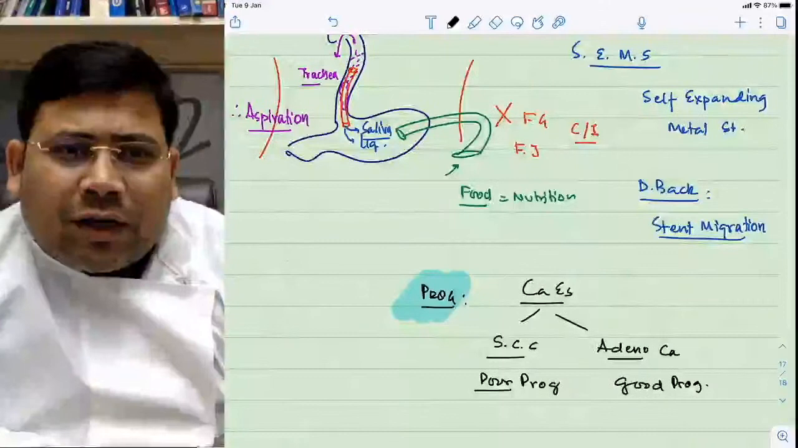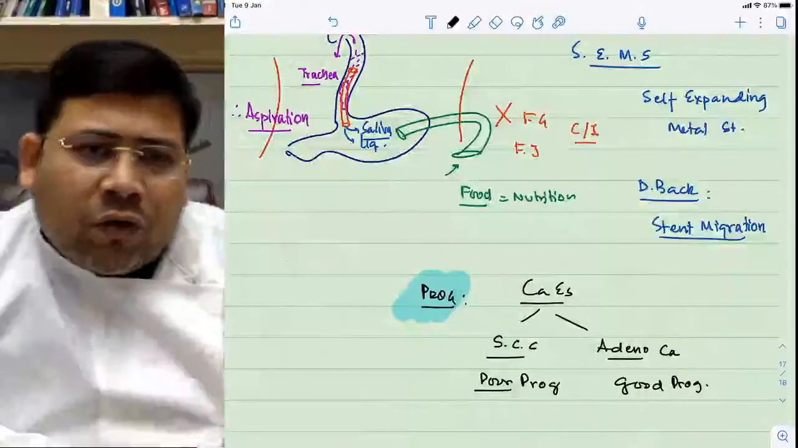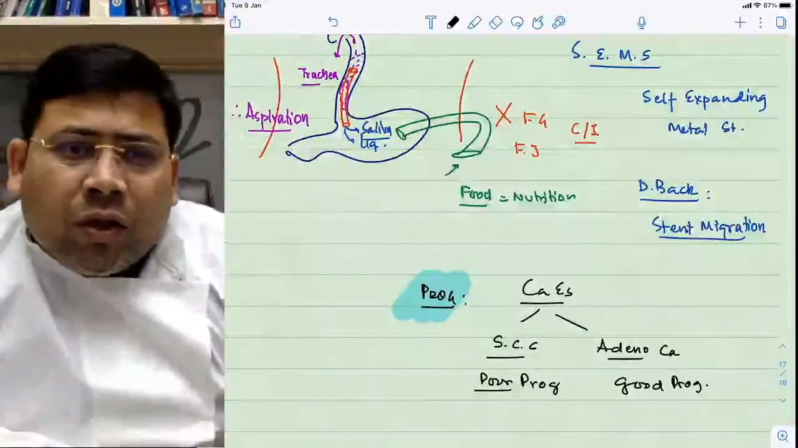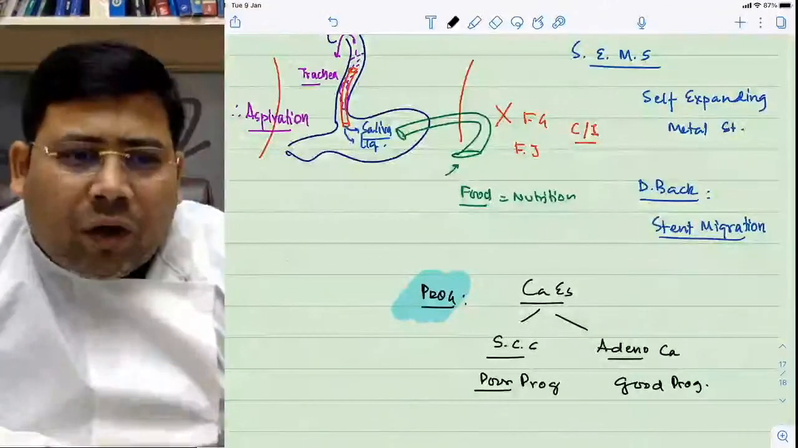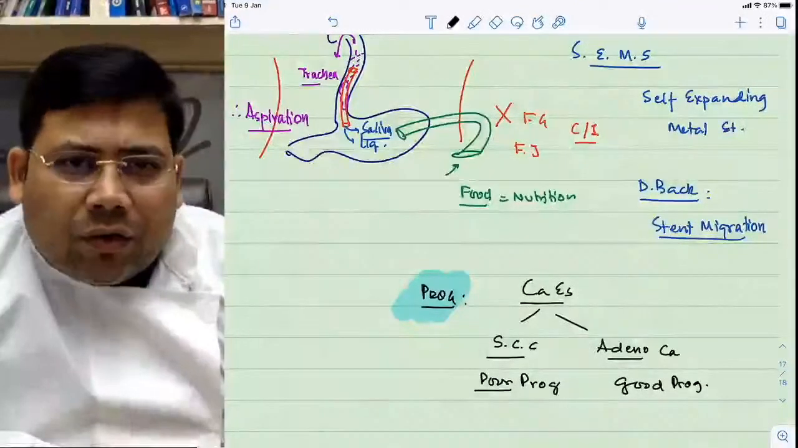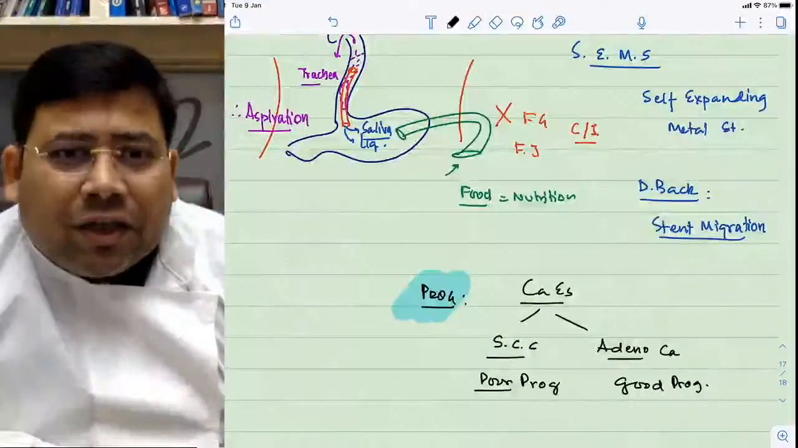But for esophagus, it is still under trial. For CA colon and CA breast, they are very popular. Like you must have heard of Oncotype DX. When we talk about Oncotype DX, it's a 21 gene study for breast.